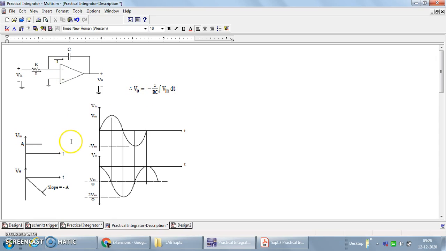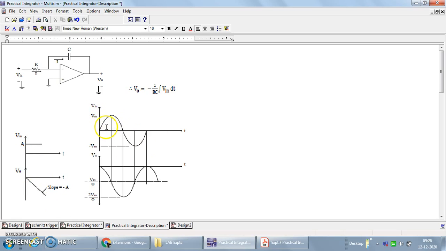For example, if we take a step input signal, its integration is nothing but integrating at every instant of time. Over the time it integrates, so it goes on accumulating and it should be a positive ramp. But as it is in inverting amplifier mode, it is a negative ramp. So for a step input, the integration will be a negative ramp.